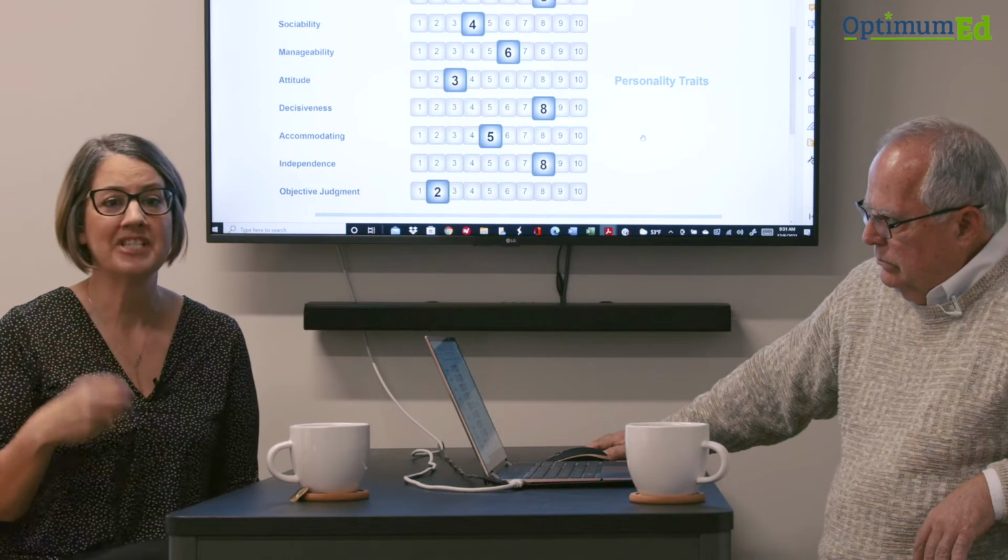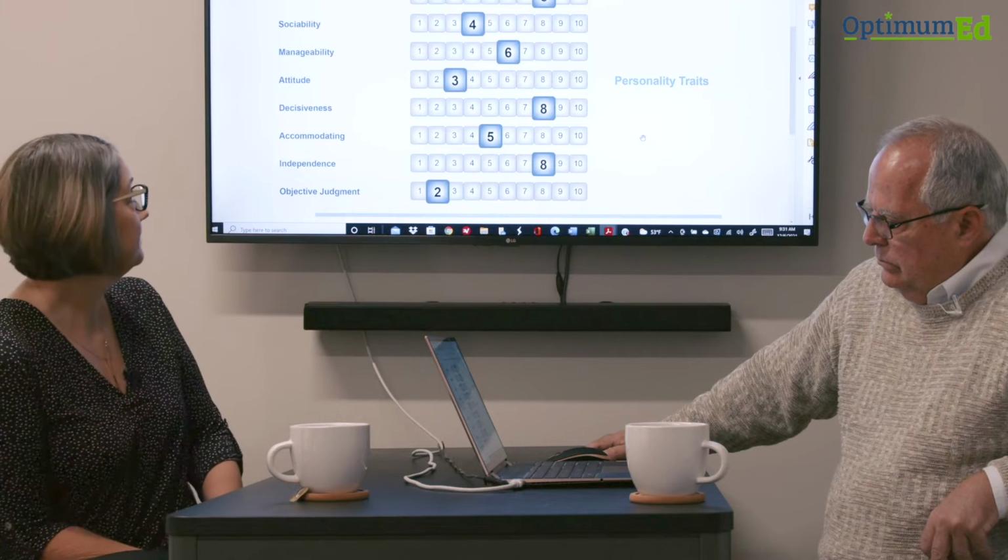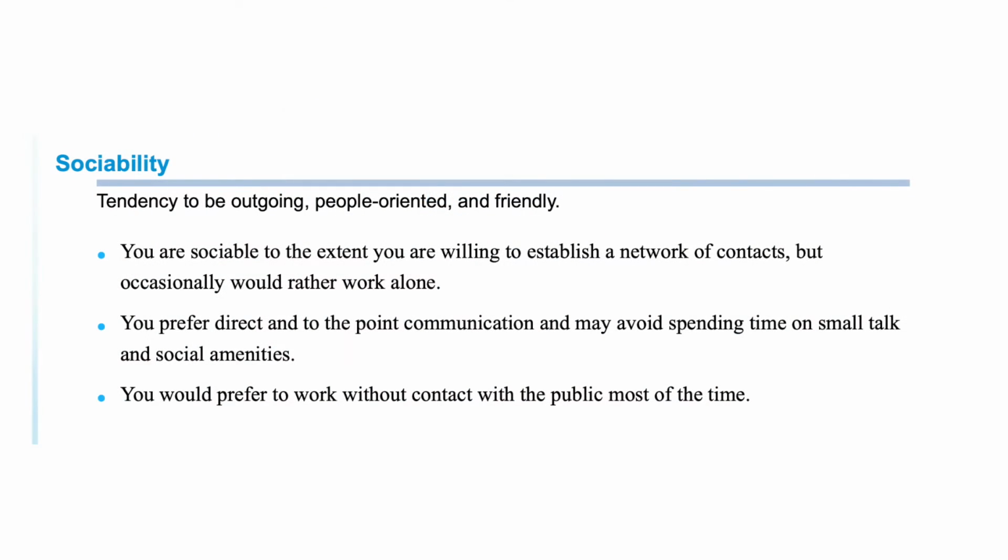You prefer to be that consistent worker and not the leader of the situation. The next one is sociability, and that's pretty much the way it sounds. With this one, we're looking at oftentimes extrovert versus introvert, right? So if you're a 9 or a 10 in sociability, you need to be around people in a workplace. You prefer that collaborative environment where you're bouncing ideas off of people all day long.